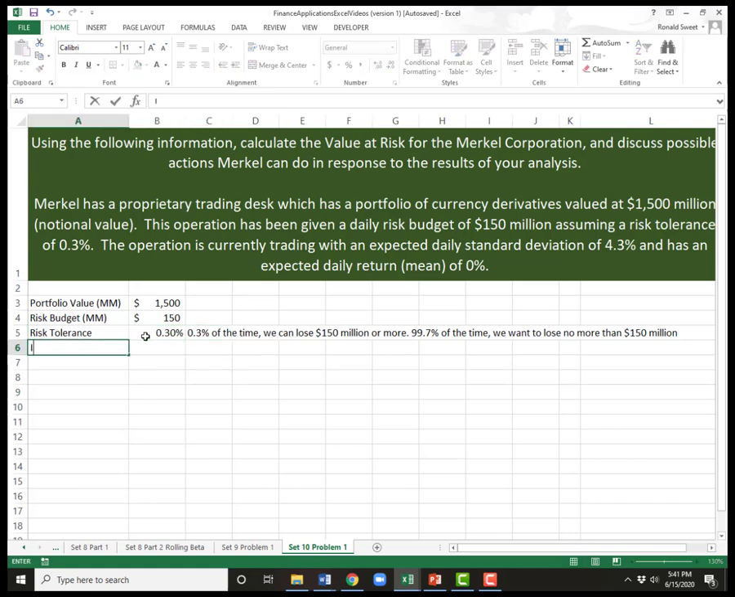So let's do the inverse of the risk tolerance. The inverse of risk tolerance, we just do equal 1 minus our risk tolerance. And that's that 99.7%.